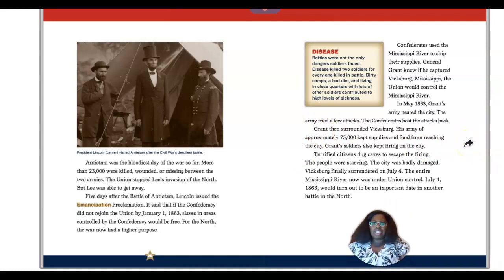And right here, it says diseases. Battles were not the only danger soldiers faced. Diseases killed soldiers for everyone killed in battle. Dirty camps, a bad diet, and living alongside lots of other soldiers contributed to high levels of sickness.